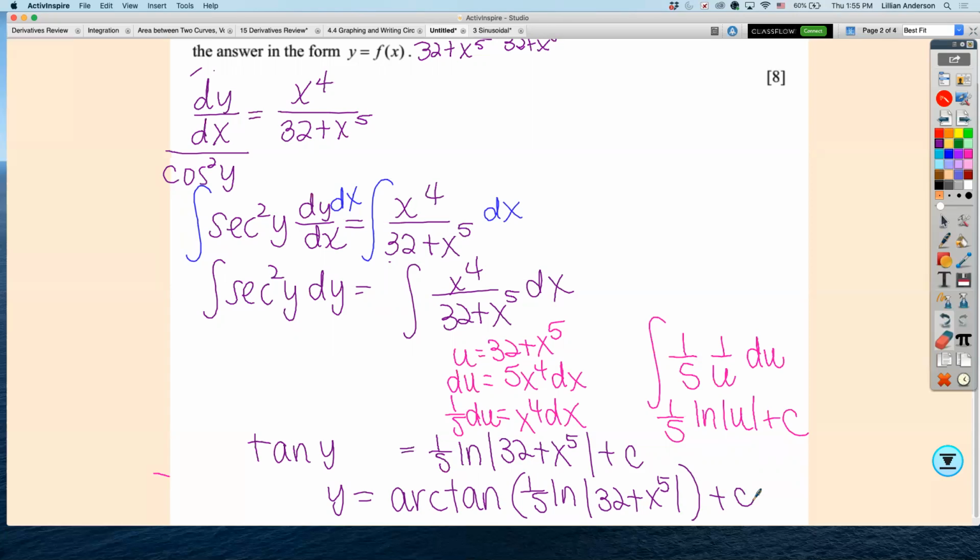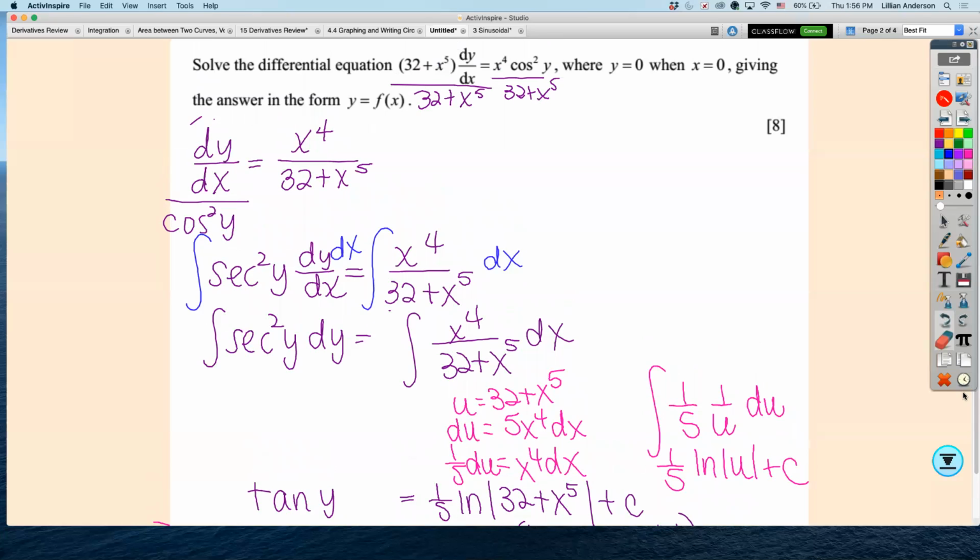Let's see. Now we have to solve for c. So we separated our variables, got our y's on the same side and our x's on the same side. Then we took the antiderivative of both sides, doing u-substitution for the right side, and then we solved for y. So now all we have to do is find our constant c. How do I solve for c? Yes, I'm going to plug in 0 and 0 because I was told originally way back up here that when y is equal to 0, x is equal to 0.